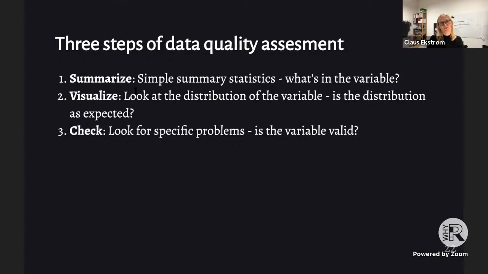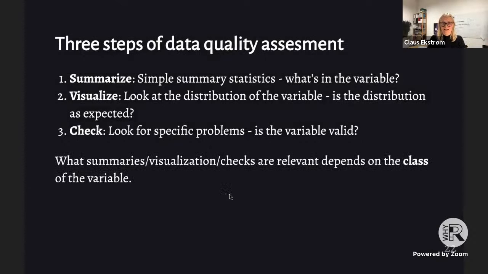Then we also want to visualize it because it can make it a bit easier to see if the variable is distributed as we would expect. And finally, we want to do these checks where we look for specific problems and try to find out what values in this specific variable are problematic in some sense. And as Klaus also said, we choose which summaries and visualizations and checks to do depending on the class of the variable. So that's what you would get if you use a class function on the variable.